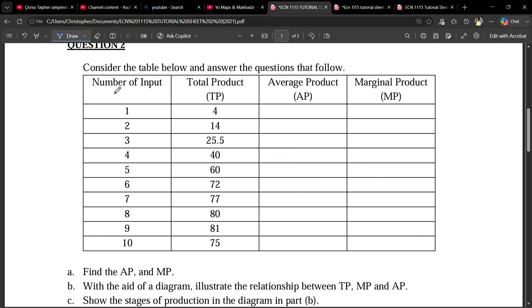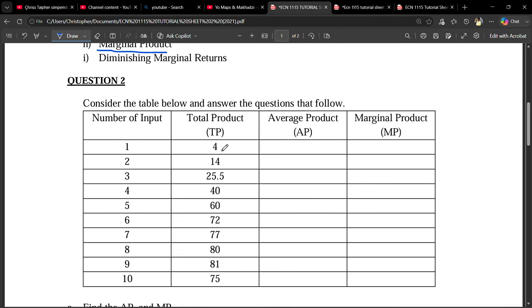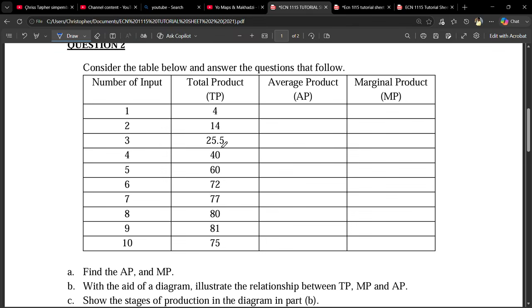So in this table, we have the number of inputs that are varying: 1, 2, up to 10. We have total product, of course, 4, 14, just like that, then average product and marginal product. Here we've been given the fixed inputs, but we have to know that this is in the short run.